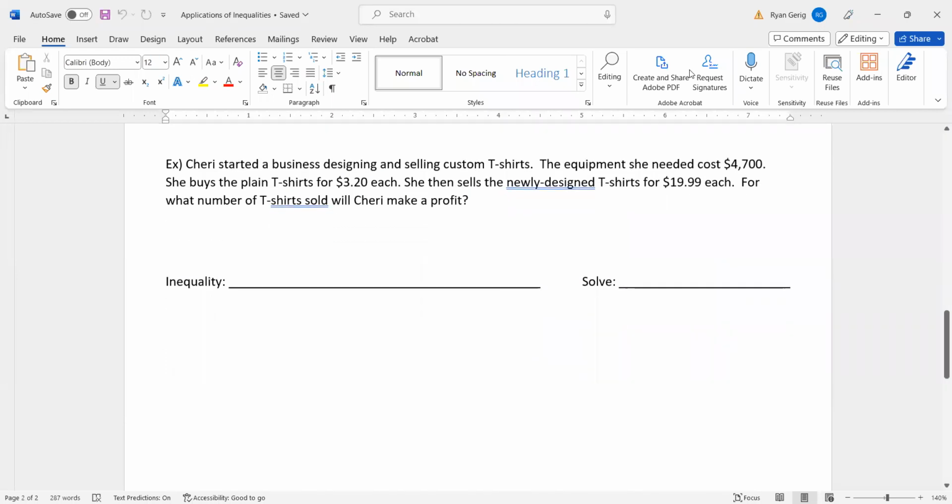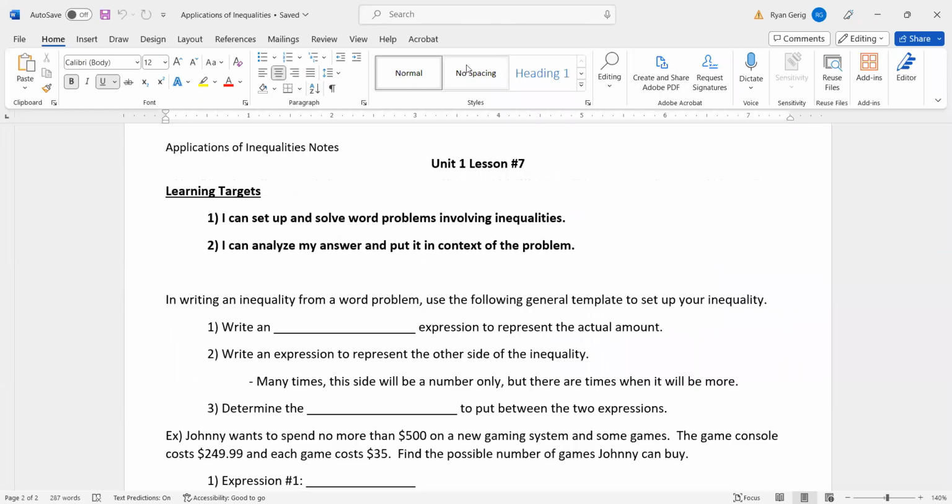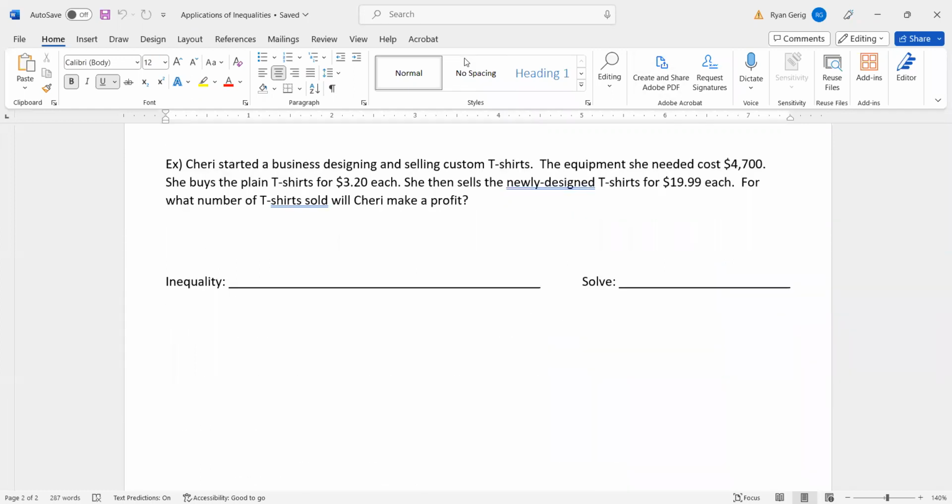Sherry started a business designing and selling custom t-shirts. The equipment she needed cost $4,700. She buys the plain t-shirts for $3.20 each. She then sells the newly designed t-shirts for $19.99 each. For what number of t-shirts sold will Sherry make a profit? Well, first of all, I want to talk about what profit means. Profit means that your money made is greater than your costs.